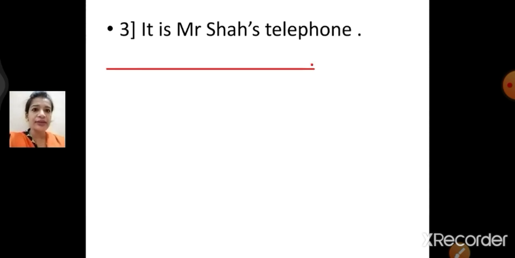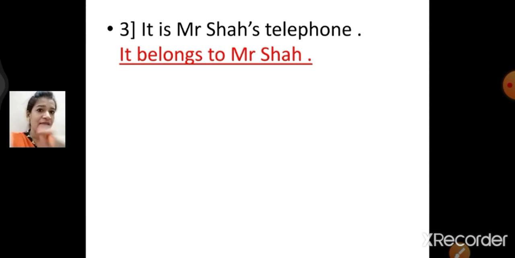Now see the third one. It is Mr. Shah's telephone. You can see apostrophe S. Now why apostrophe S? Because this telephone belongs to Mr. Shah. Because it is Mr. Shah's telephone. So how are you going to complete it? It is Mr. Shah's telephone. So it belongs to Mr. Shah. And your answer is: it belongs to Mr. Shah.